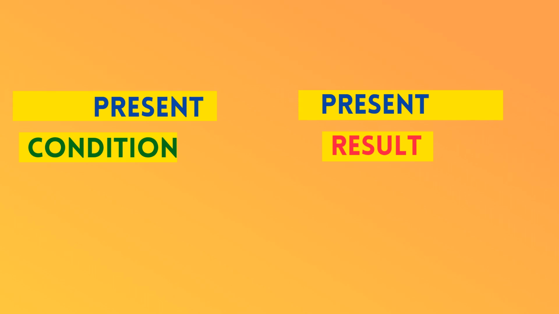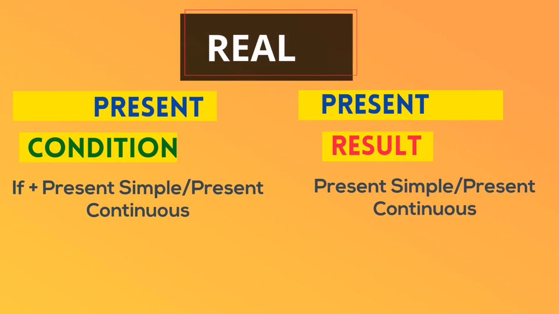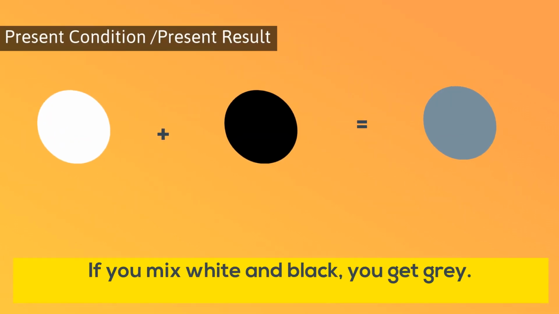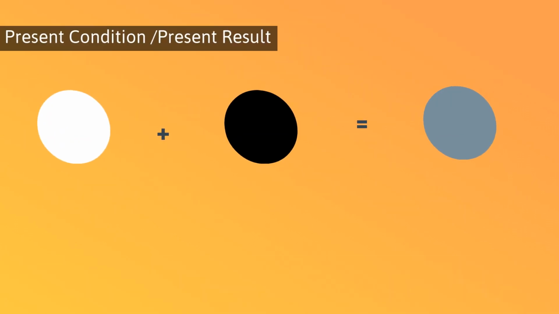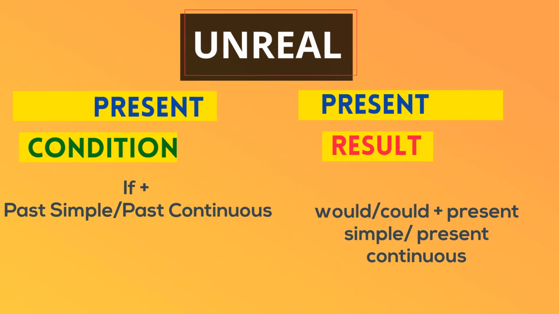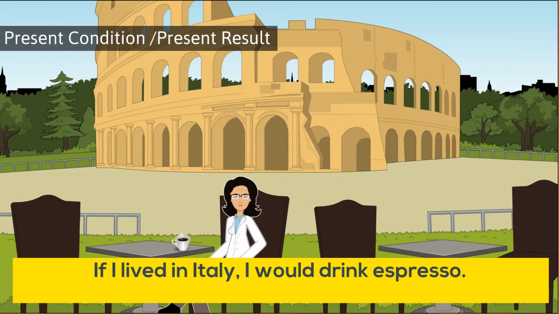Present condition with a present result. Real: condition, if plus present simple or present continuous. Result, present simple or present continuous. If you mix white and black, you get grey. Unreal: condition, if plus past simple or past continuous. Result, would or could plus present simple or present continuous. If I lived in Italy, I would drink espresso.